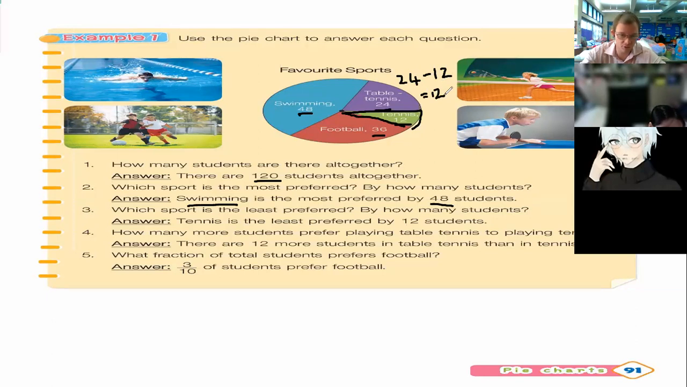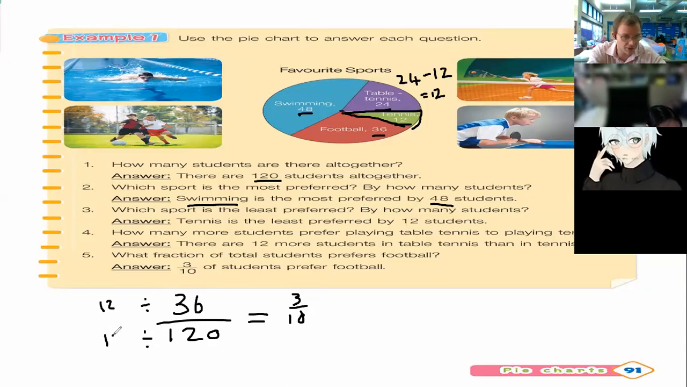And then the last question here, what is the fraction of total students that prefers football? They say it's 3/10, but really we first have to write the full fraction, which will be 36 over the total number of students, which equals 120. And then if we make this smaller and we simplify our fraction, we would get to 3/10. How do we do that? Divide by 12 on the top, divide by 12 at the bottom, to simplify our fraction.